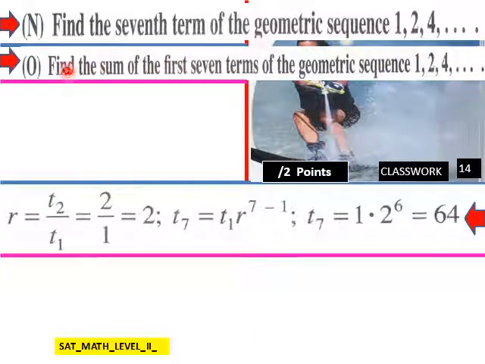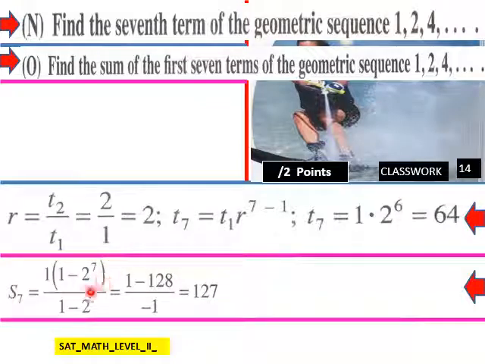Find the sum of the first 7 terms of the geometric sequence 1, 2, and 4. To find that, here is our series, S7. We're going to find the first 7 terms of the sequence. So it'll be 1 times 1 minus 2 to the 7th over 1 minus 2, which equals 1 minus 128 over negative 1, which is 127.